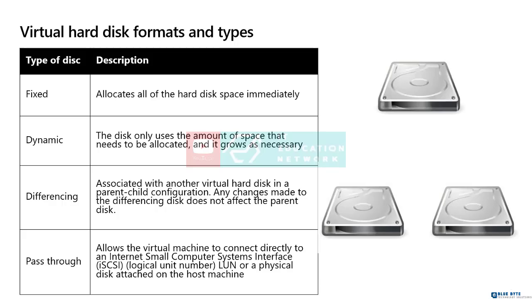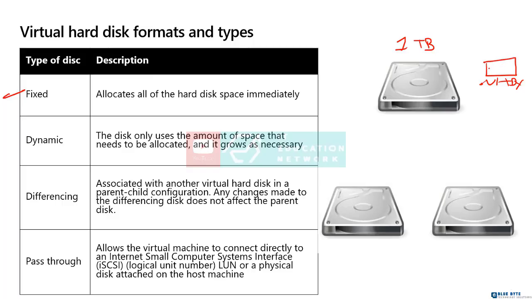There are also different types of virtual hard disks. Now, the type, we have a fixed. This allocates all the hard disk space immediately. Let's say this is not a virtual hard drive, but a physical hard drive. And I'm going to say it is 1 terabyte. You go through the Hyper-V Manager or disk management, and you create a virtual hard drive. Let's say a VHDX.